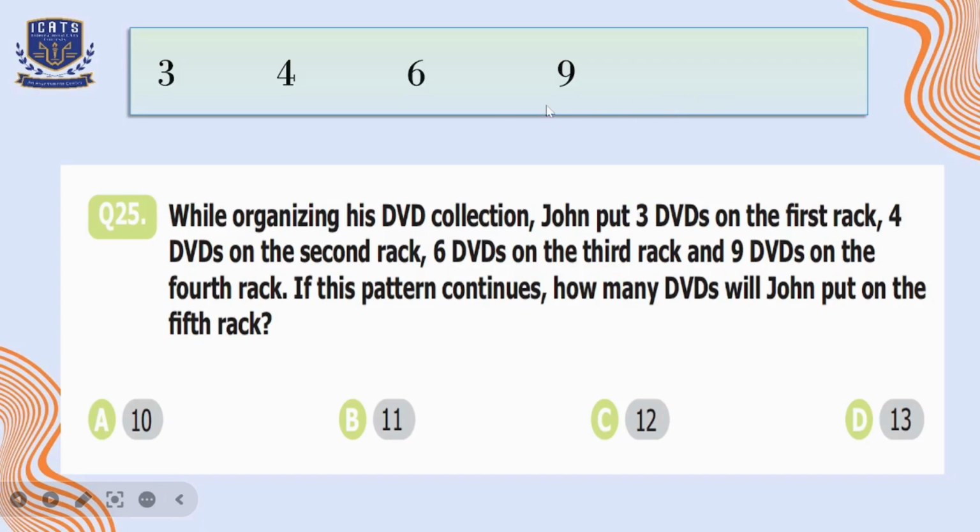Now to find out the next term, we need to see what is the jump between the numbers. So 3 plus 1 is equal to 4, 4 plus 2 is equal to 6, 6 plus 3 is 9, and 9 plus 4 is equal to 13. So it means that he will keep 13 DVDs in the fifth rack.